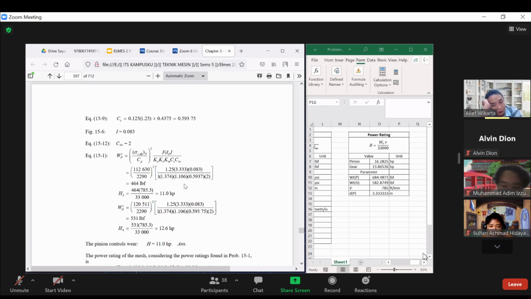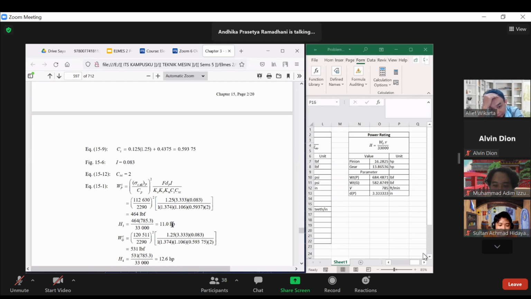How about 11.5 horsepower? I think no, because in here it is 11. Okay.